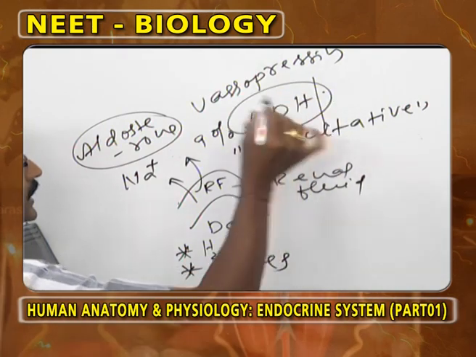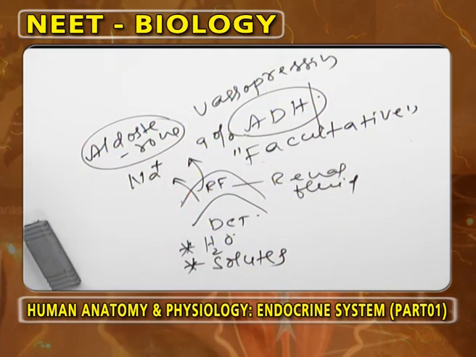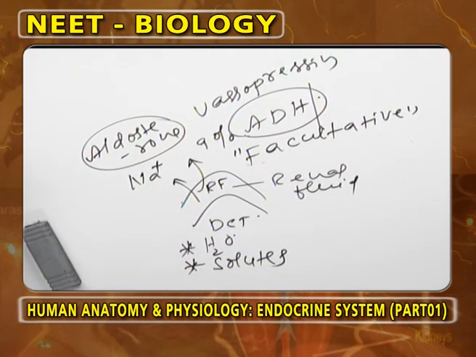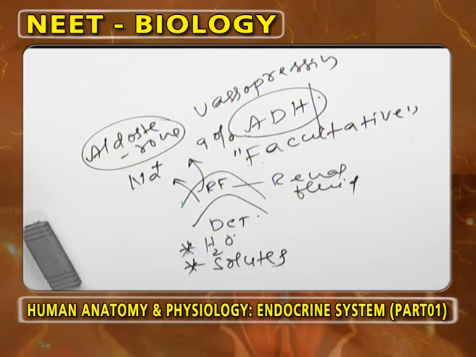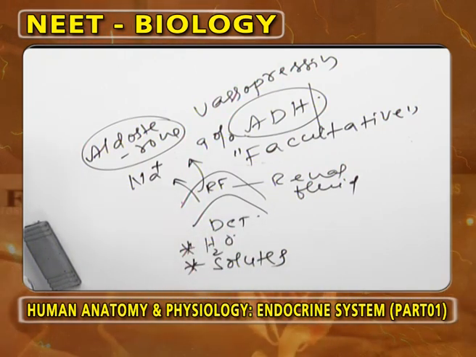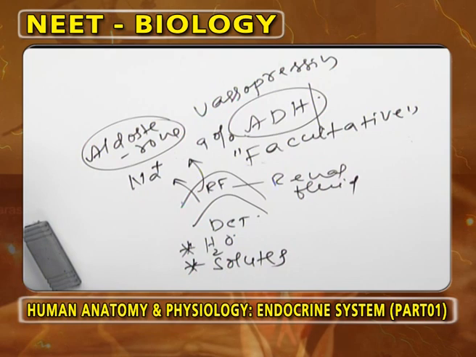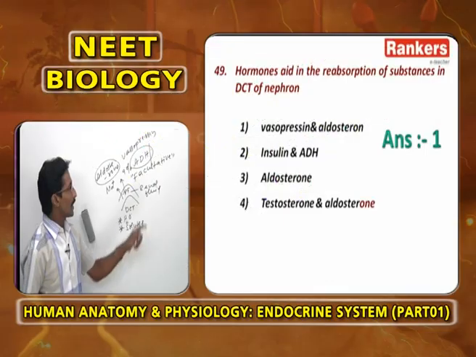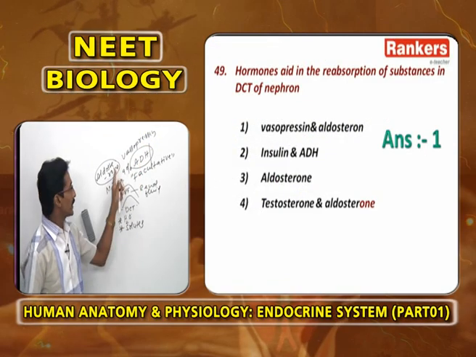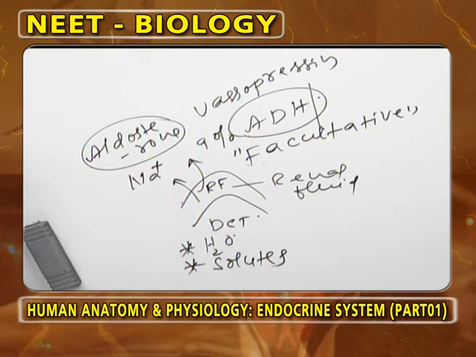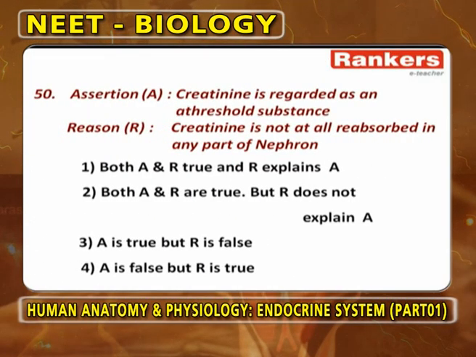And antidiuretic hormone. Hormones help in the reabsorption of substances, that is water as well as solutes, in the DCT, the distal convoluted tubule of the nephron. The answer is vasopressin, also called antidiuretic hormone, and aldosterone. Now go for the next question.